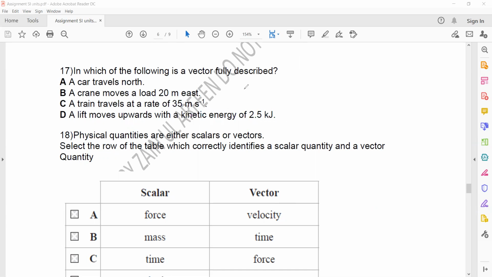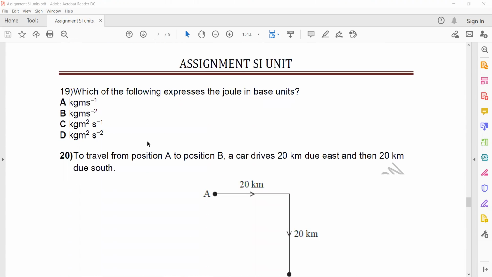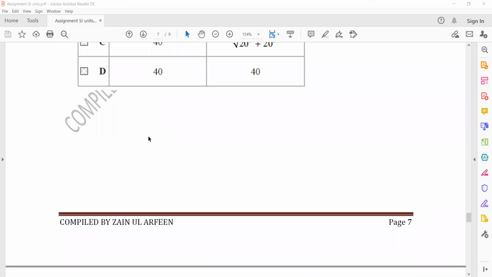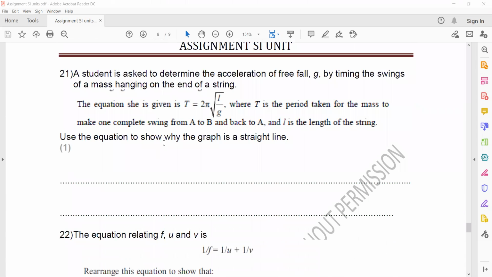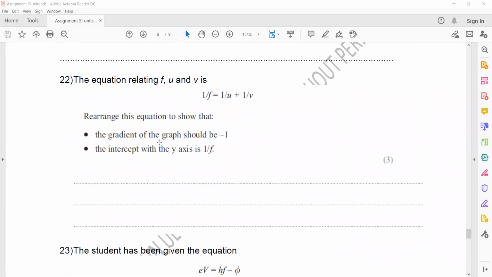Then question 22. In question number 22, the equation relating F, U, and V: rearrange this equation to show that the gradient is -1 and the y-intercept is equal to 1 over F. So we have to rearrange the equation.